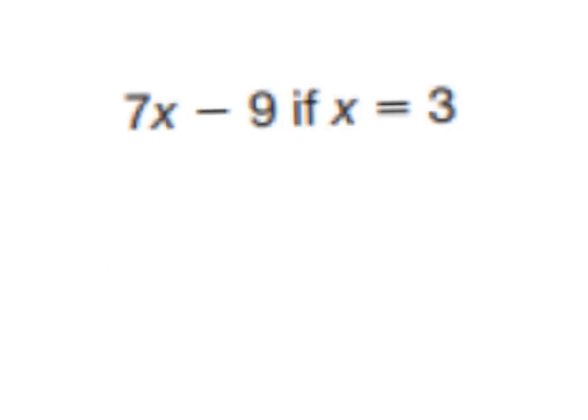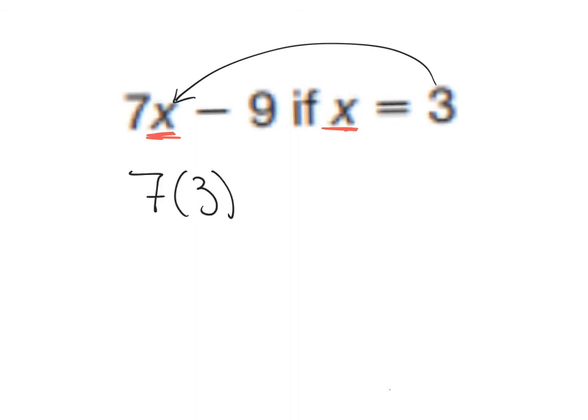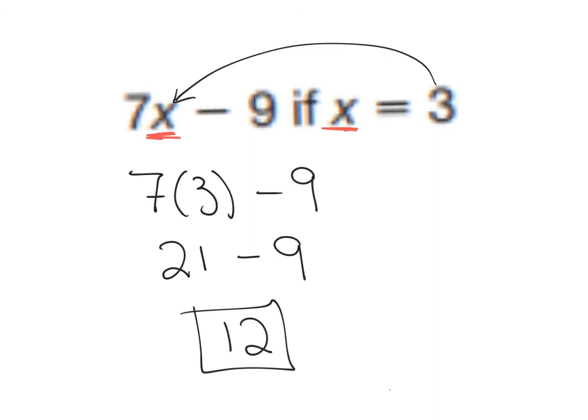Okay, now we have just expressions, and it says, what if x equals 3? What would be the value of 7x minus 9? So if x is 3, I'm going to plug in the 3 for this x right here. And remember, this means 7 times 3 minus 9. So 7 times 3 is 21 minus 9, and 21 minus 9 is 12. And that would be your final answer.